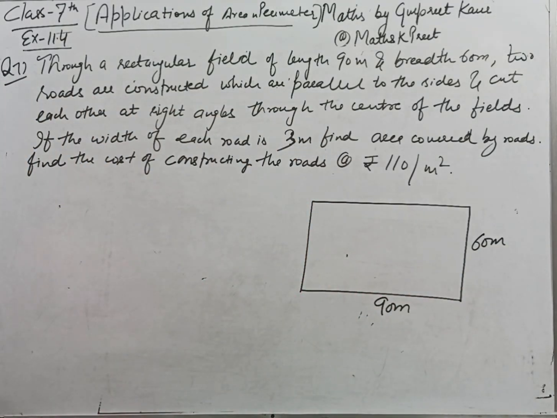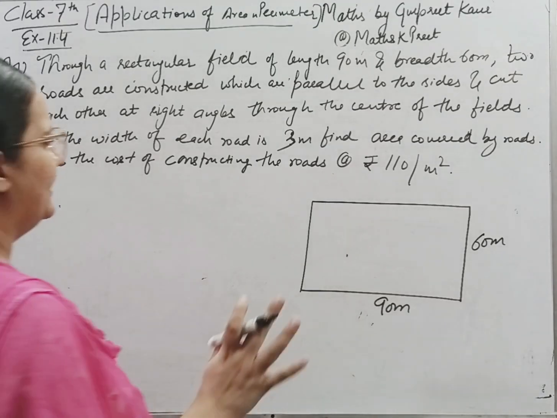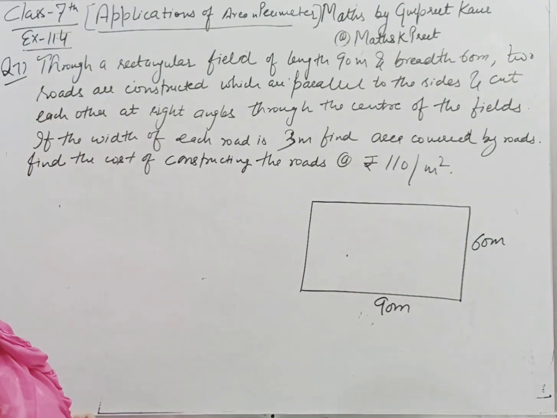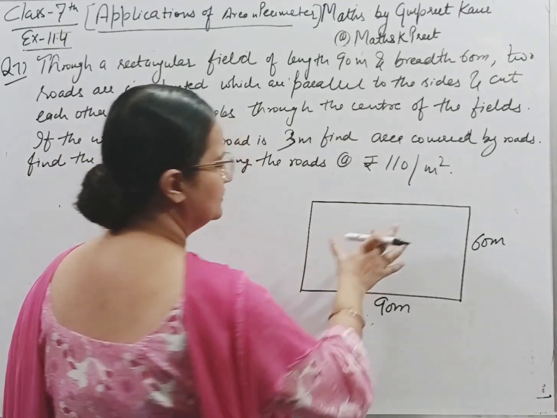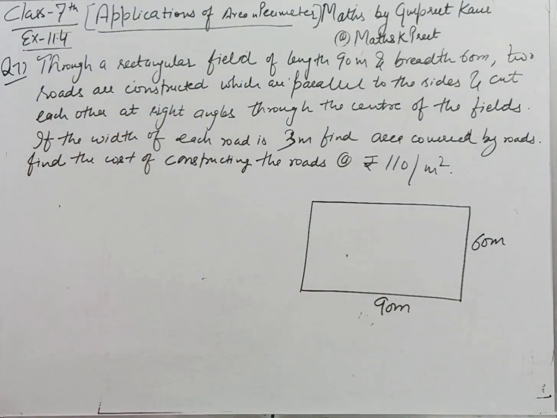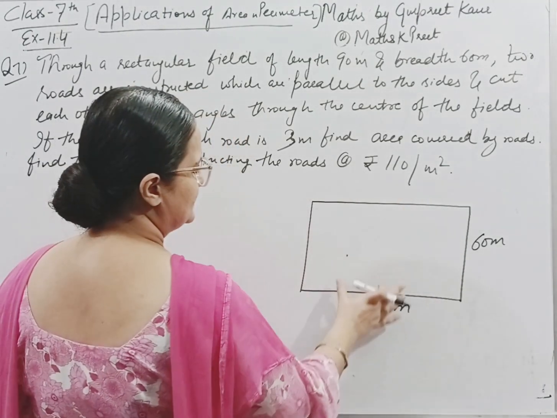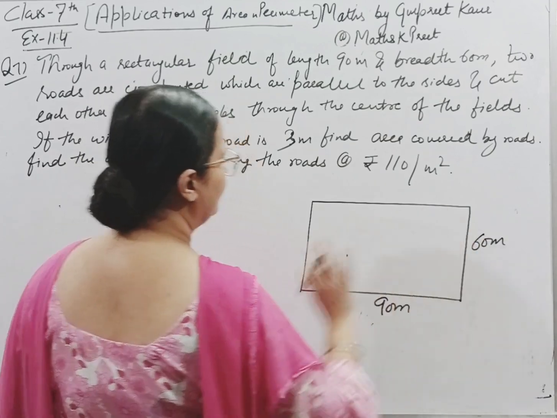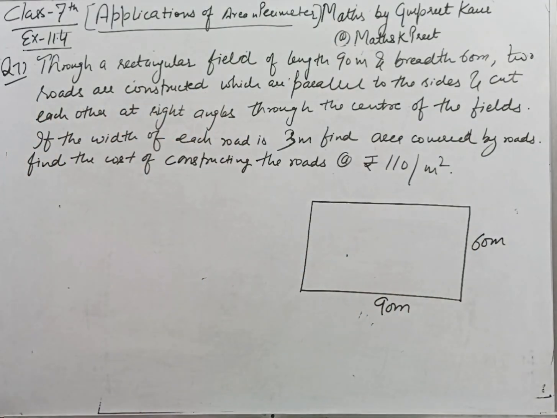Two roads are constructed which are parallel to the sides. Through means inside it. So one road is parallel to this side and the second road is parallel to the second side, and they cut each other at right angles through the center.